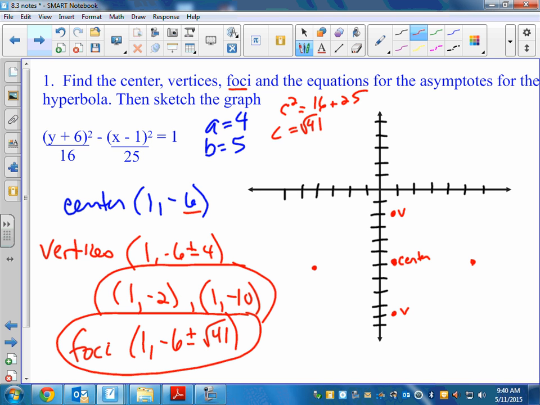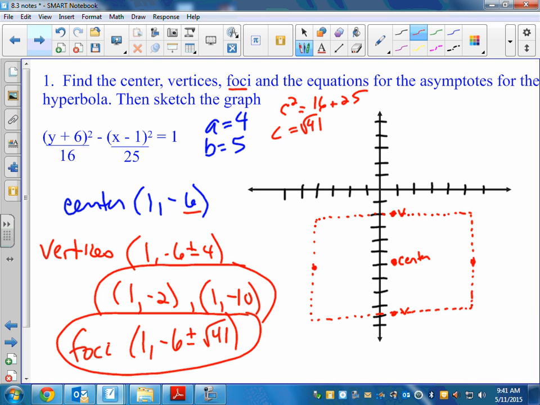But here's kind of a cool thing. If you look in your book, you're going to see this little square that they always draw, this rectangle. If you connected your vertices to your co-vertices with just little dotted lines here, you agree that it makes a rectangle? Your asymptotes will always go through the center, and they will always go through the corners of that rectangle.